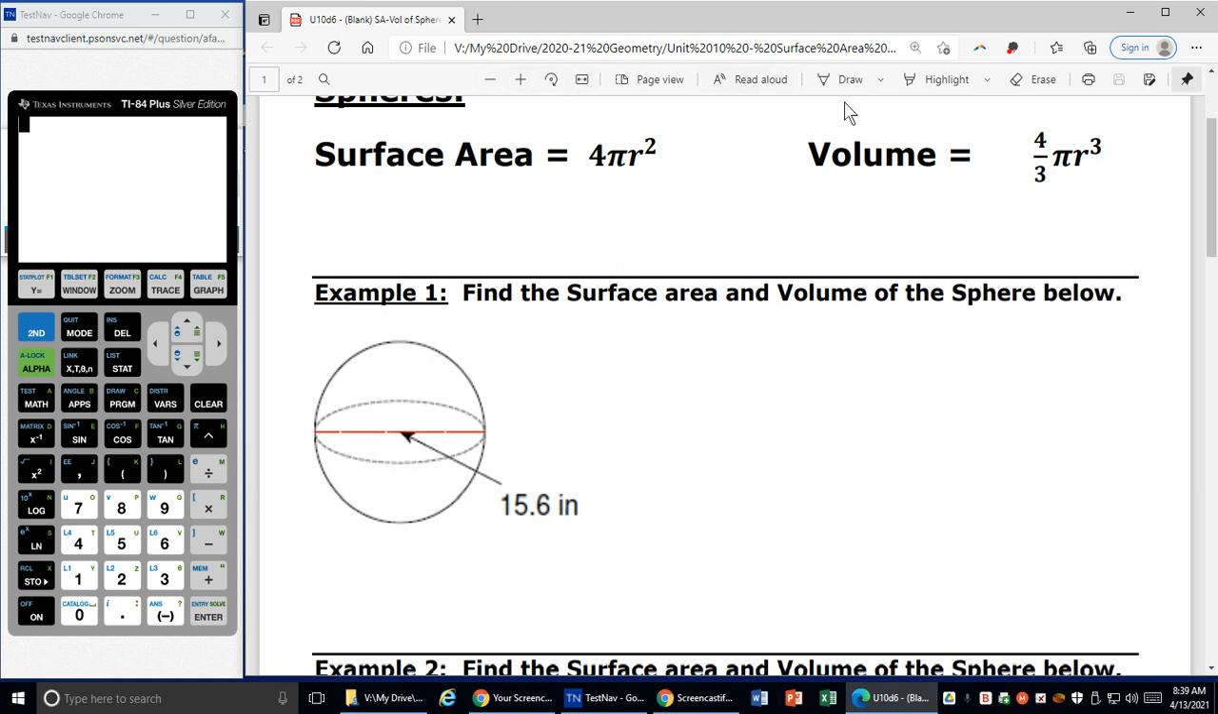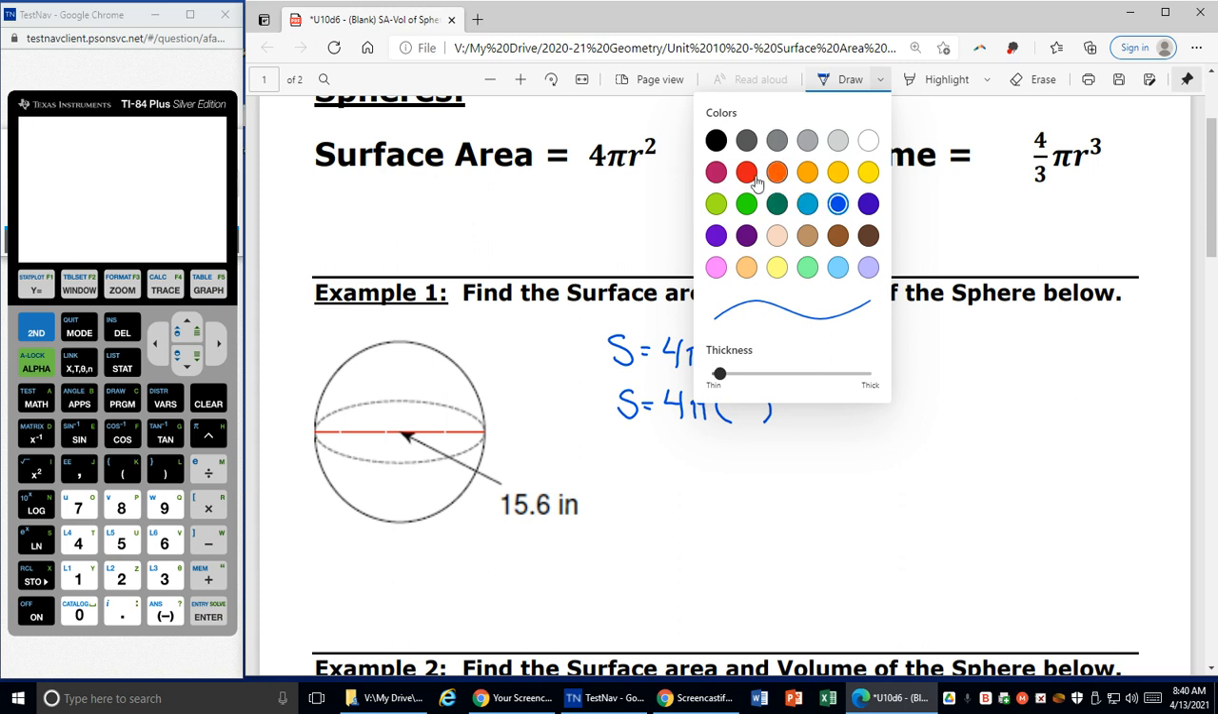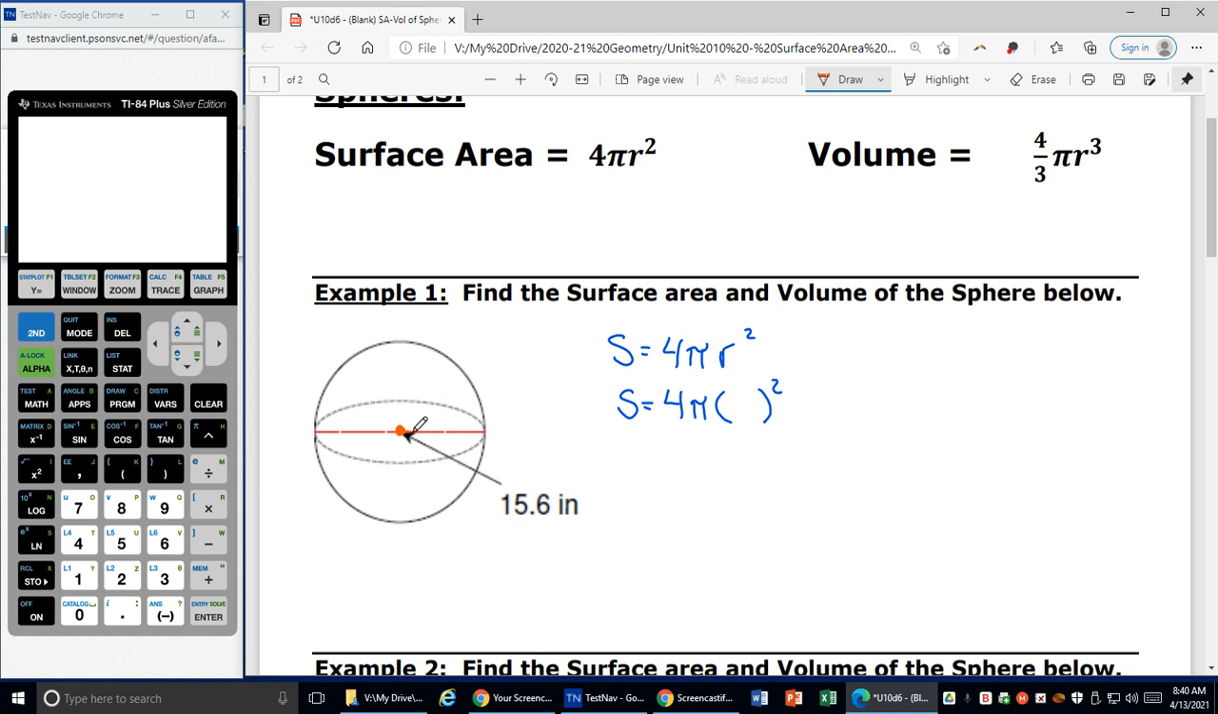Okay, the first thing I'm going to do is write my formula. Surface area equals 4 pi r squared, so that I can fill in my radius. My radius, remember, is from the center of the circle to the edge of the circle. So in a sphere, it's from the center of the sphere to the edge of the sphere, just like in a circle. Now, they have given me the diameter, so I just need to take that 15.6 and divide it in half to get my radius of 7.8.